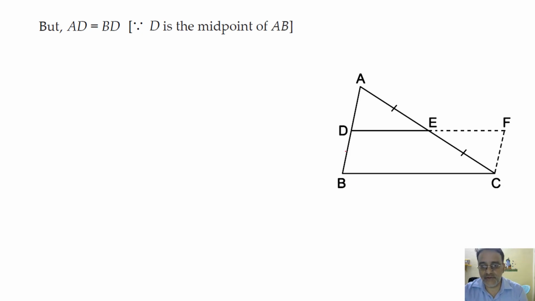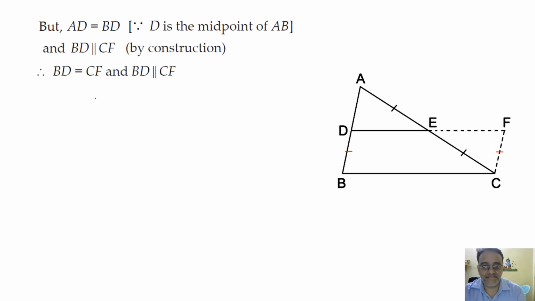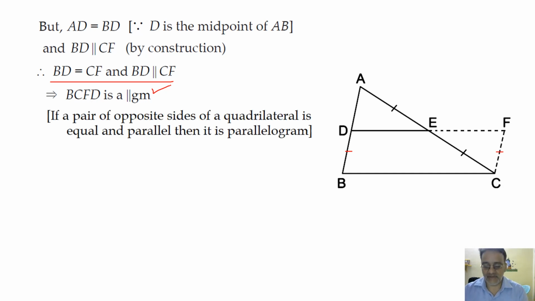So these two will also be equal, BD and CF. And both are parallel also. Right? So one pair of opposite sides is equal and also parallel. So what will this become? BCFD is a parallelogram. Is this clear? Yes, sir. Because if one pair of opposite sides of a quadrilateral is parallel and equal, then it is a parallelogram. Right. So that means DF is parallel to BC and DF is equal to BC.